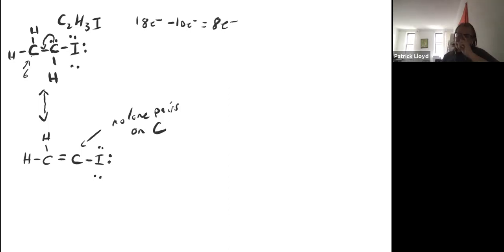Okay, so for any compound which is a simple organic compound, you want to have a final structure that has no lone pairs on carbon. And so that may require you to shift a hydrogen over from one of the carbons to the other. But if you end up with a lone pair on carbon, you know that structure is not correct in terms of these arrangements. Okay, let's see what we got here.